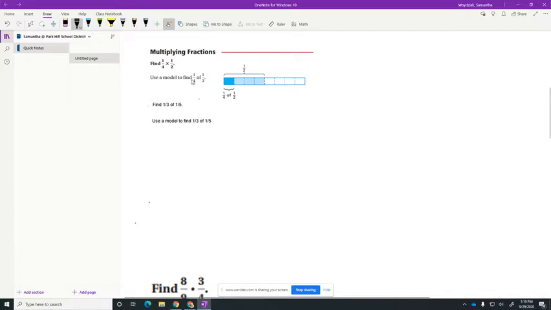So it says use a model to find 1/4 of 1/2. And you can see they already drew it here, but I want to make sure we know the process behind this. So we would draw a rectangle, and this represents one whole, okay? So I need to find 1/4 of 1/2. So first I need to break it into halves, and you can see this is what I'm working with right here. This section I've cut off, it's 1/2.